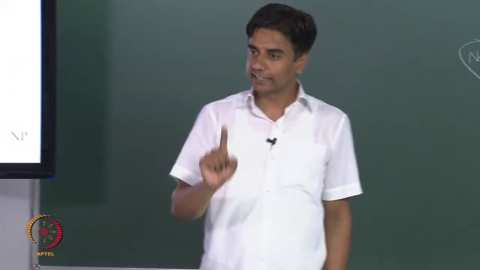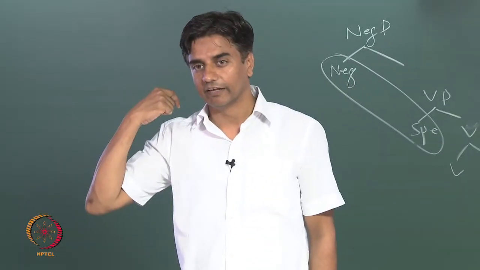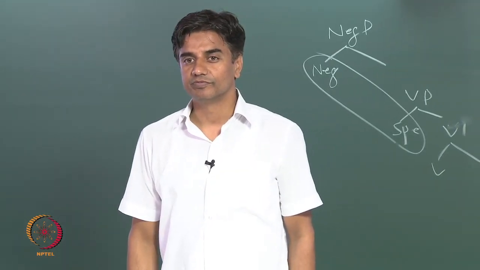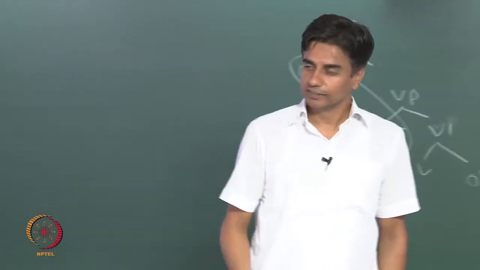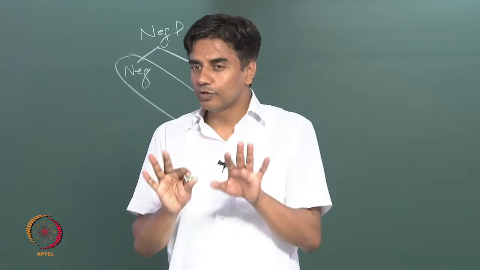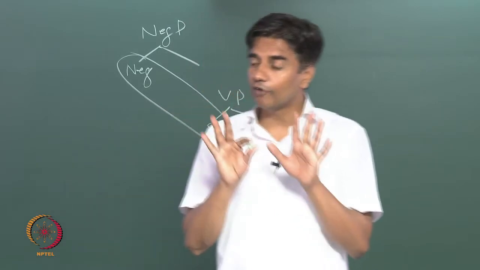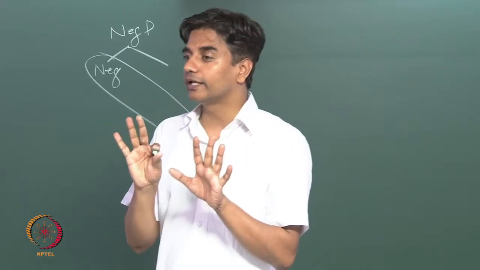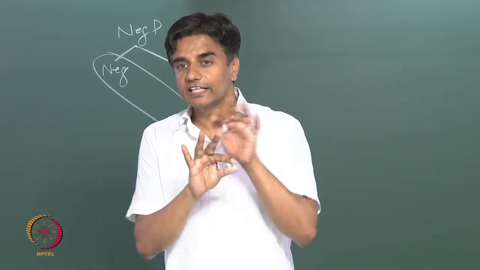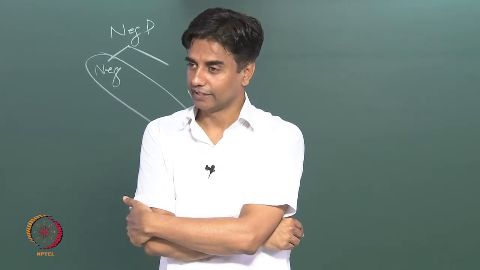So to conclude this thing, can I say that the licensing takes place at a conceptual level, not at the surface level. Is this point making sense? The licensing that we are talking about, for which we said C-commanding domain is a requirement, this requirement of the negative polarity item being in the C-commanding domain of negation is a condition at a conceptual level. Alright?